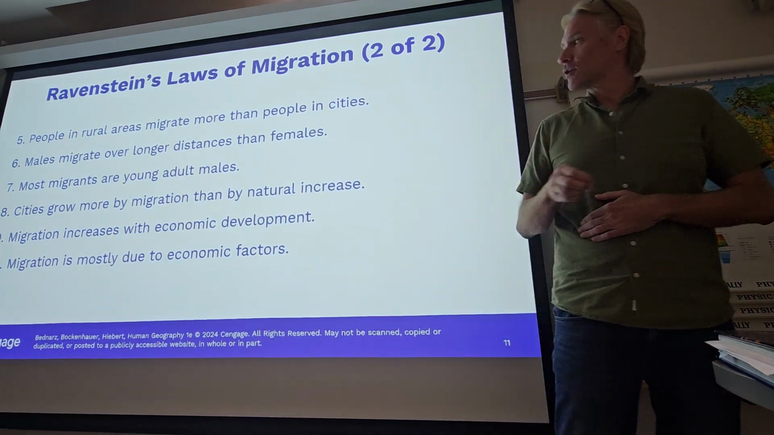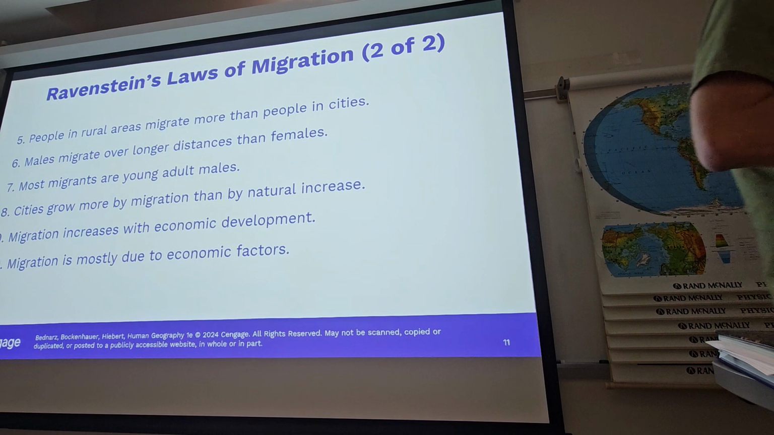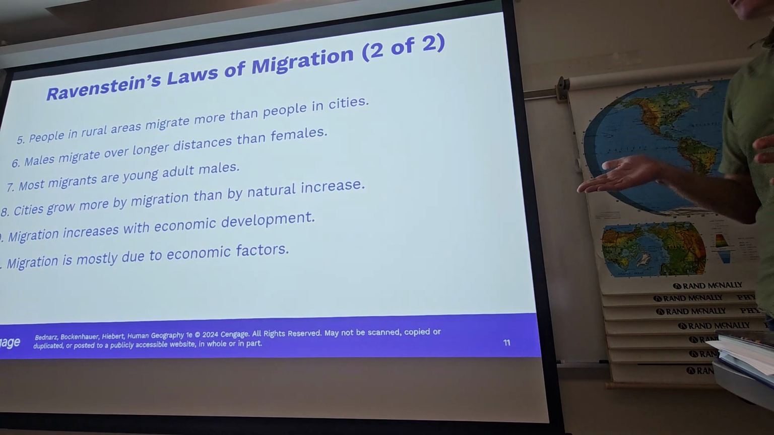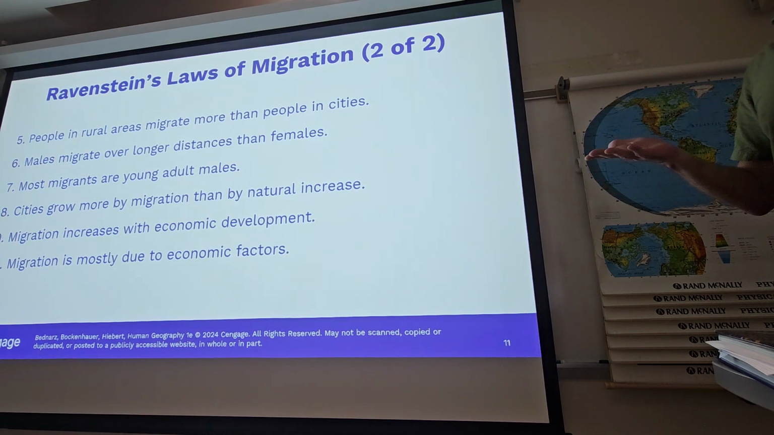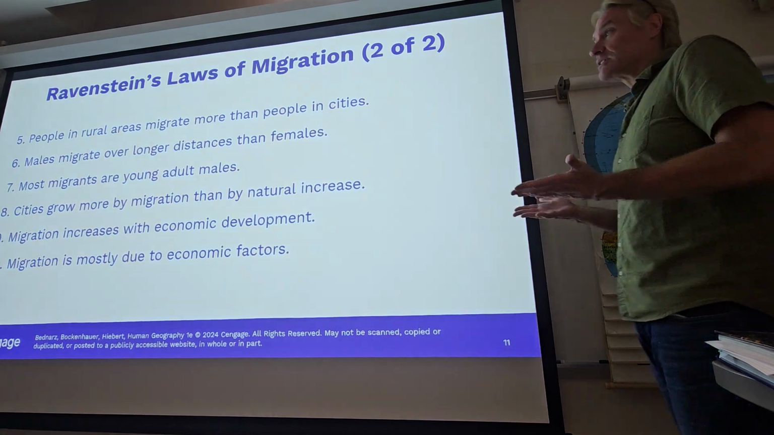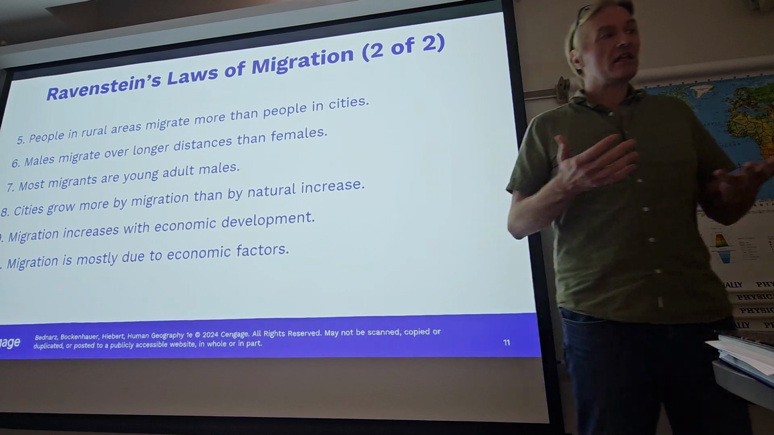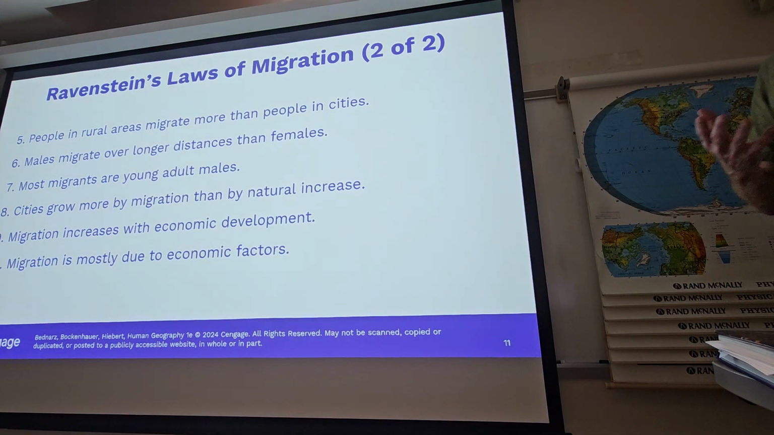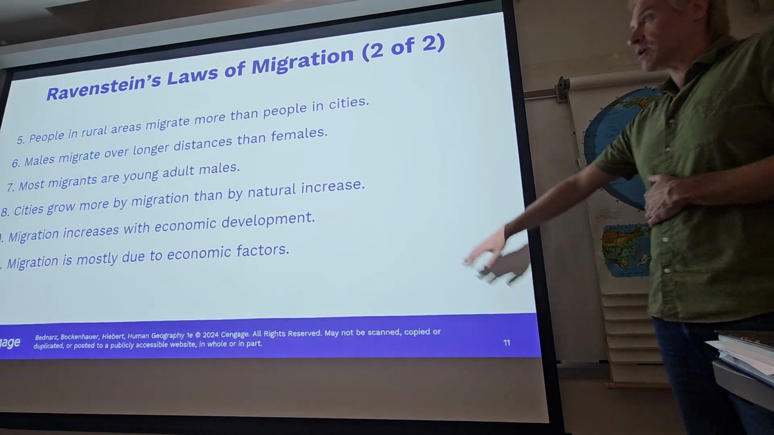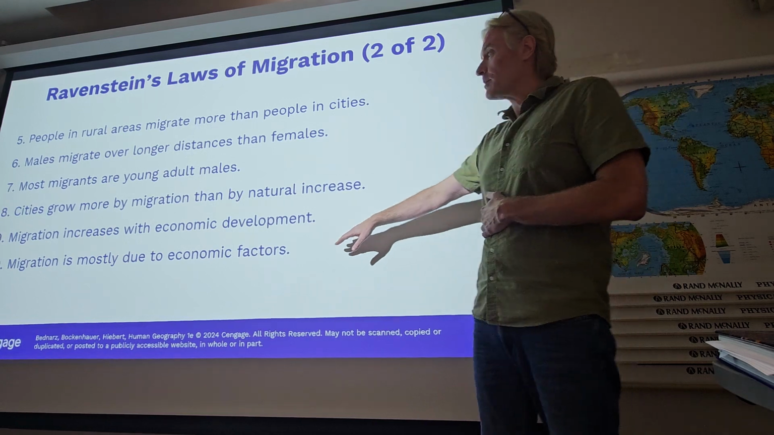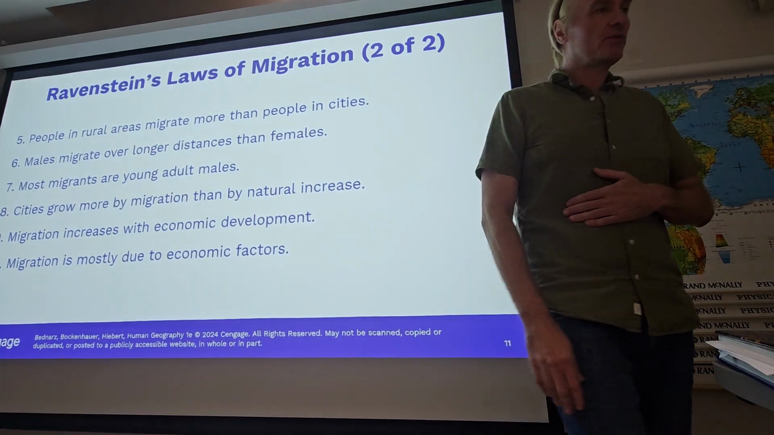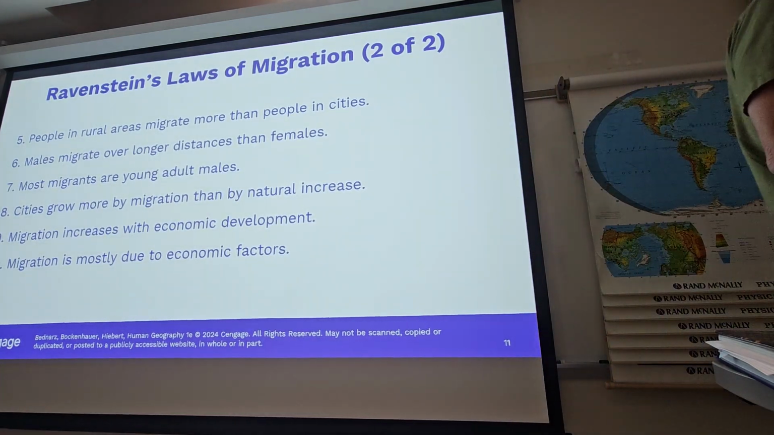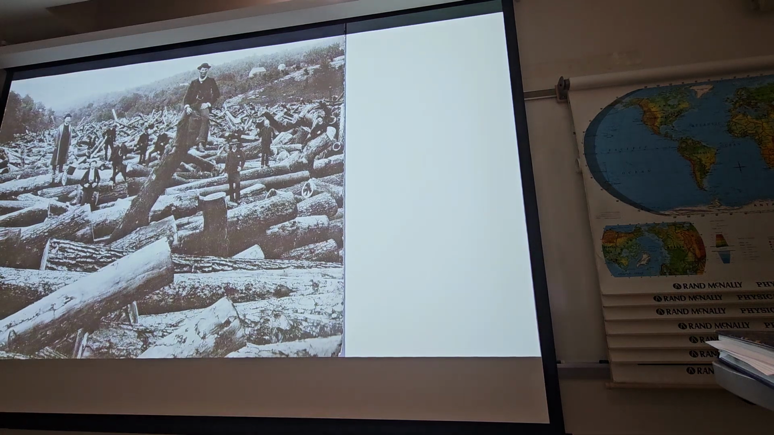Cities grow more by migration than natural increase, and we learned that a lot in the last chapters, looking at increase and birth rates. In general, cities are pretty stable. People in cities tend to not have a ton of kids. The growth of cities that we've seen is people moving into them, usually looking for work. Again, migration increases with economic development. Migration is mostly due to economic factors. A number of those are a little repetitive, redundant.